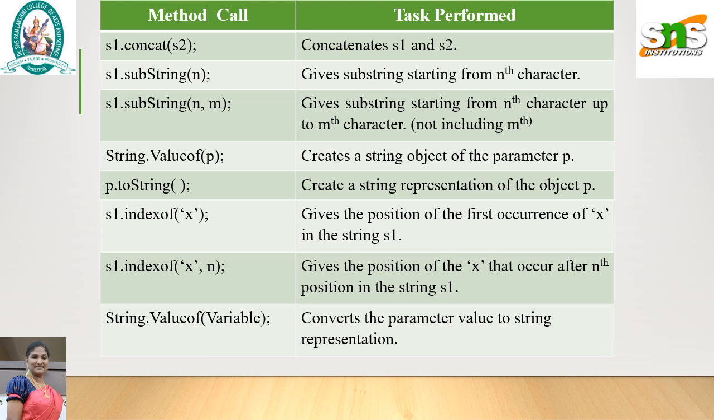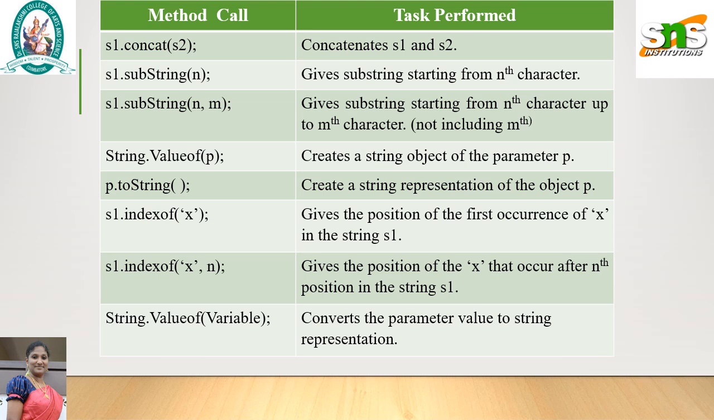IndexOf method. IndexOf a specified character displays the position of the first occurrence of the specified character. Suppose a string has the specified character more than one time, the first occurrence will be the result. The second form takes a specified character followed by a position. That means after the specified position, the first occurrence of the specified character will be the result of the second indexOf method.